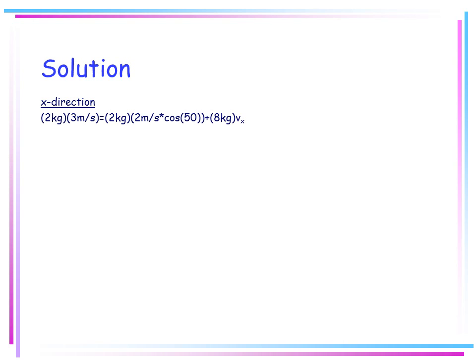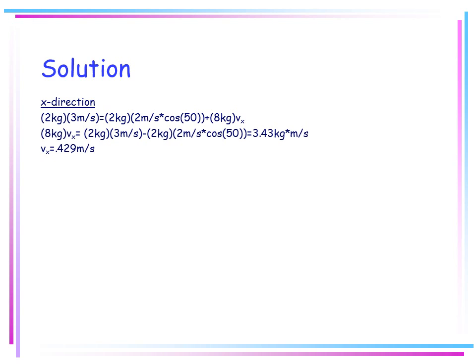Solve first in the x direction. Before, remember, it's only the 2 kilogram ball moving. So its mass is 2 times its velocity is 3. After, you have the momentum of the 2 moving balls. The original 2 kilogram ball has a velocity of 2 meters per second times the cosine of 50. We must take the horizontal component of that. The 8 kilogram ball has an unknown velocity in the x direction. We'll call it Vx. So Vx is our only unknown. We can substitute and solve and get 0.429 meters per second.